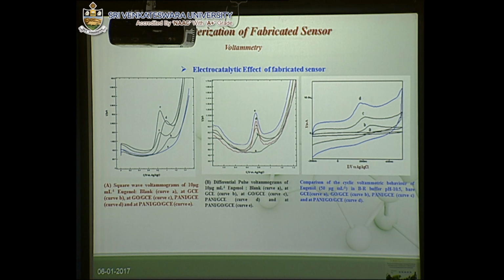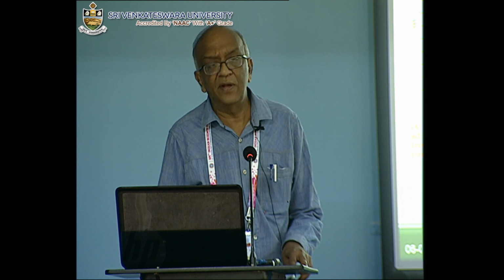This is the characterization of the electrocatalytic effect of the fabricated sensor by using different types of differential pulse voltammograms. Then we have taken anodic stripping voltammetry, cathodic stripping voltammetry, and different types of others. Overall, we have applied 21 variations of electroanalytical techniques for finding out the total mechanism.